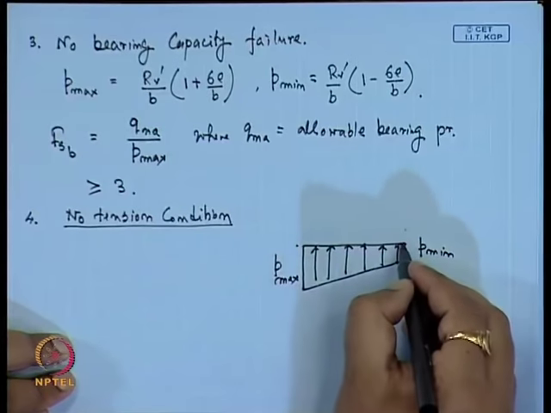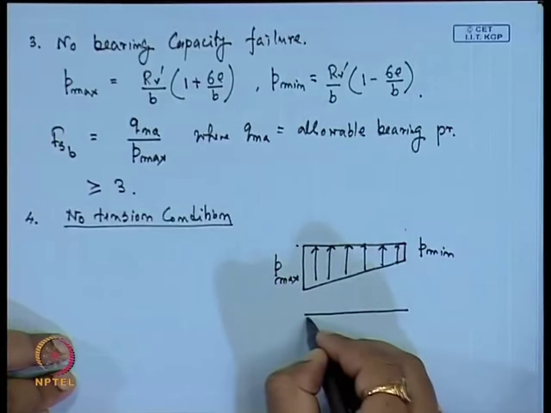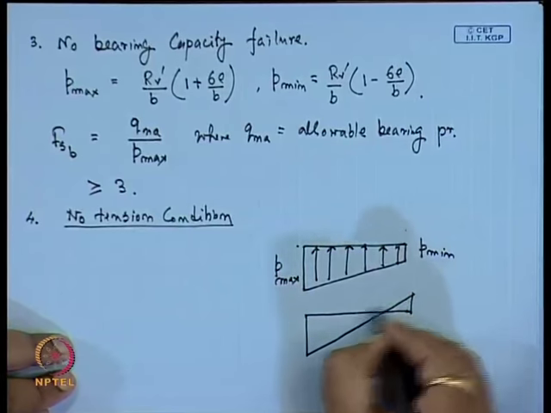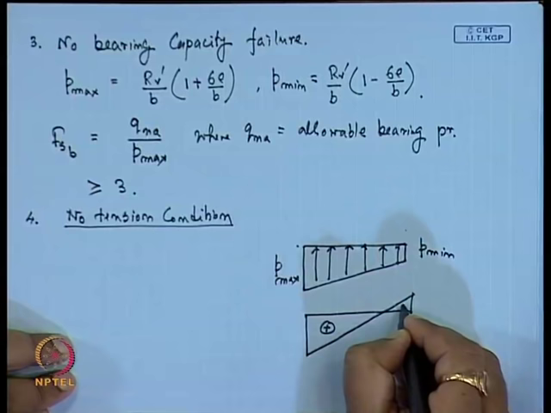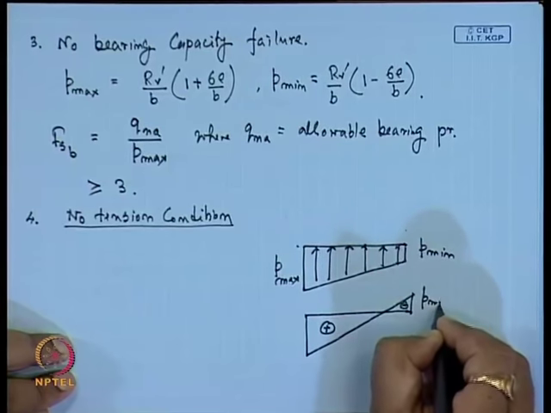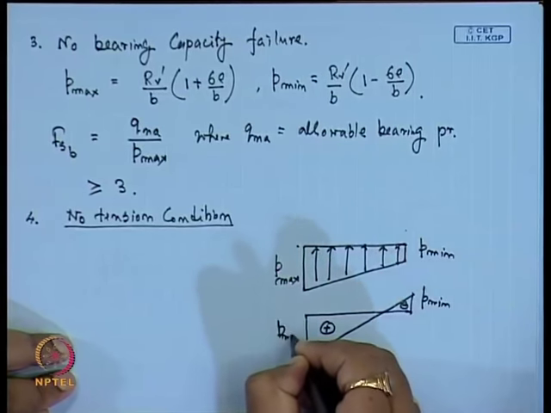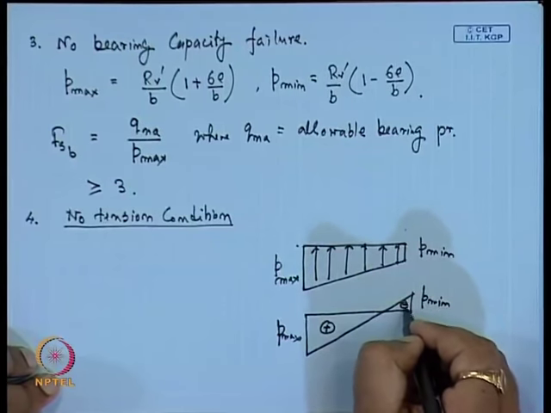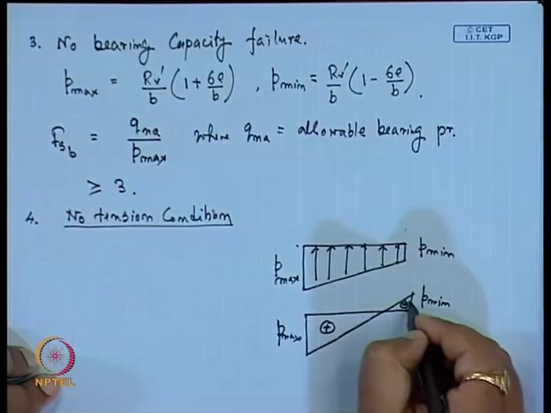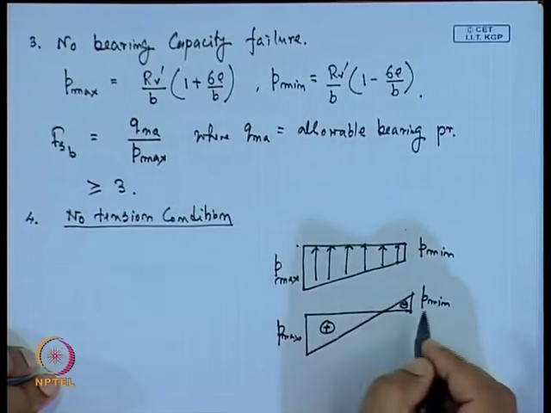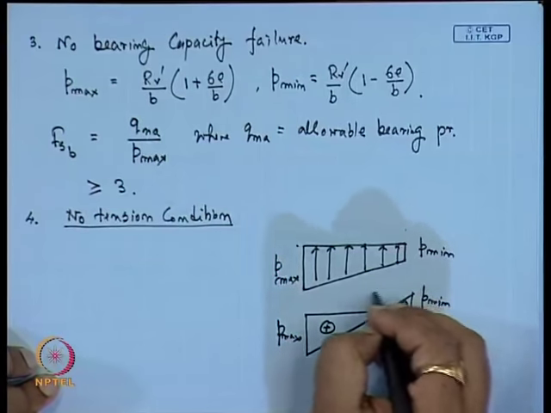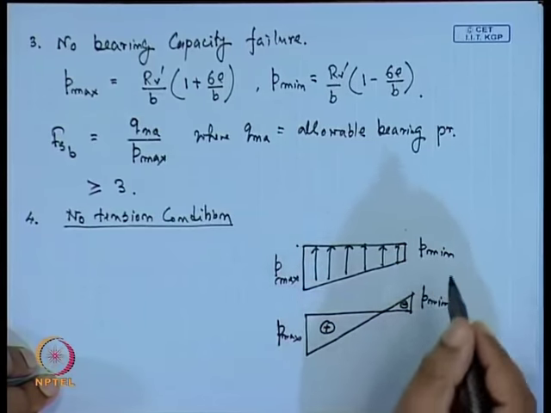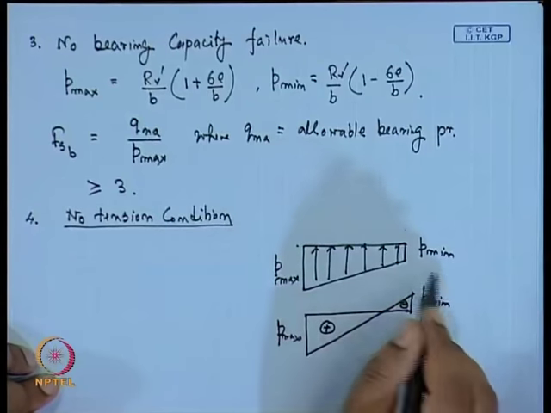Now, there is a possibility that we may get this type of distribution also, where if this is positive, then this will give us this P min, this is P max. So, this will give us the tension condition. This will give you the negative stress, so that will give us the tension condition. So, we have to avoid this tension condition if this type of situation arises.